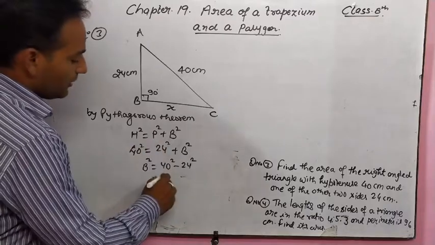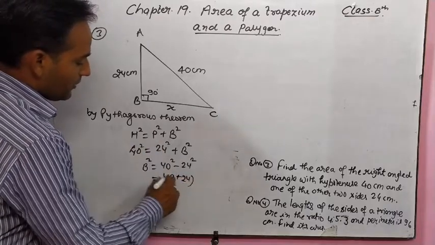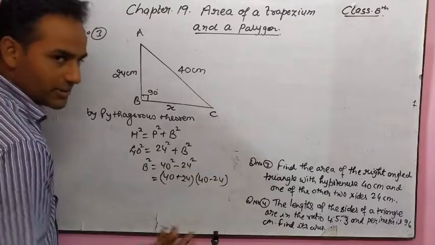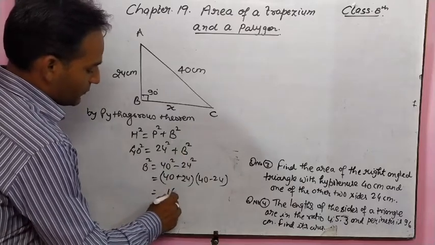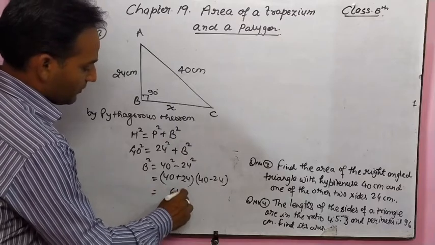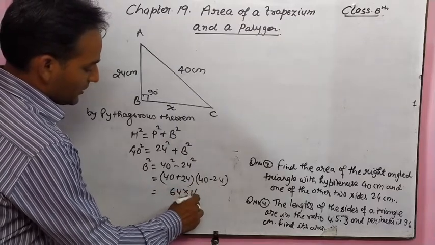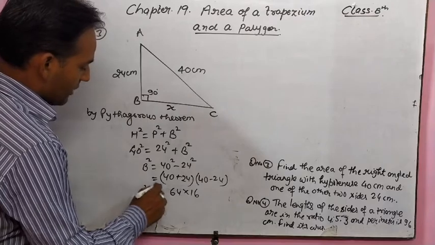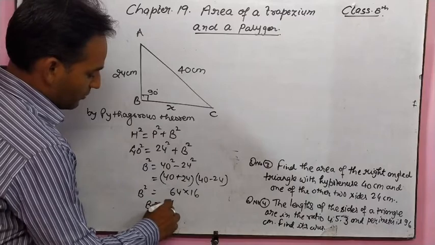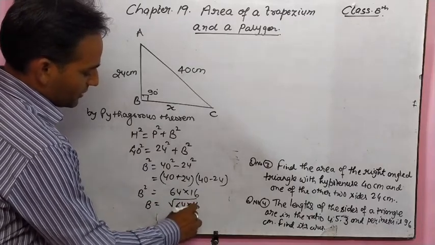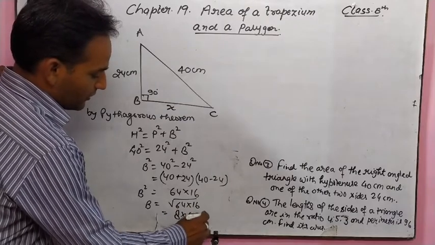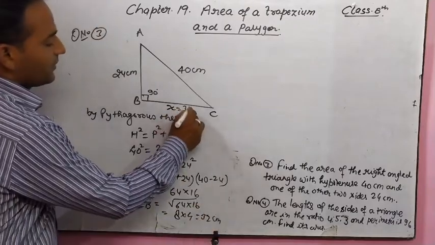We have one formula, a square minus b square, we can apply: 40 plus 24 and 40 minus 24. 40 plus 24 is 64, 40 minus 24 is 16. So base square will be 64 into 16, so base will be under root 64 into 16. Square root of 64 is 8, square root of 16 is 4, 32 will be the base, 32.